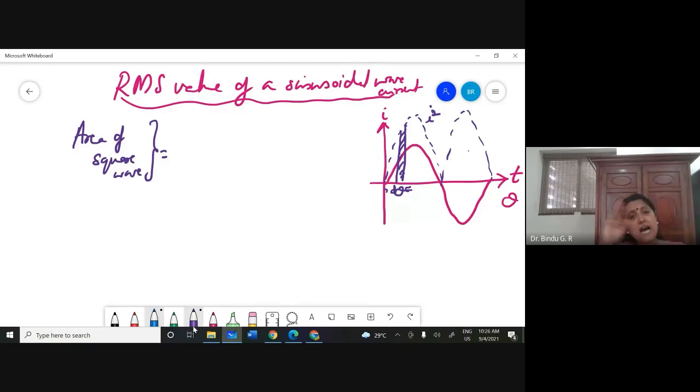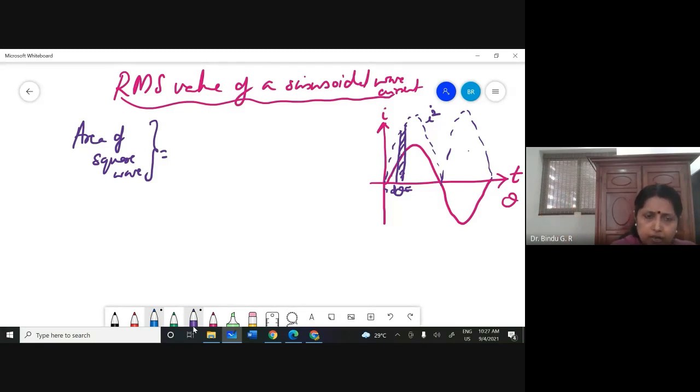But if it is an unsymmetrical waveform, here you know that the sine wave is a symmetrical wave, so you need to find out only for half cycle. But if it is an unsymmetrical waveform, you definitely have to find out for a full cycle, otherwise you will lose information in the other half.